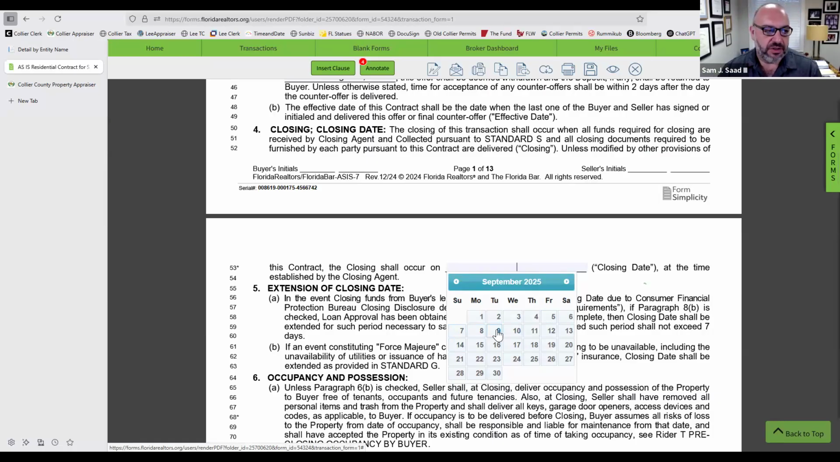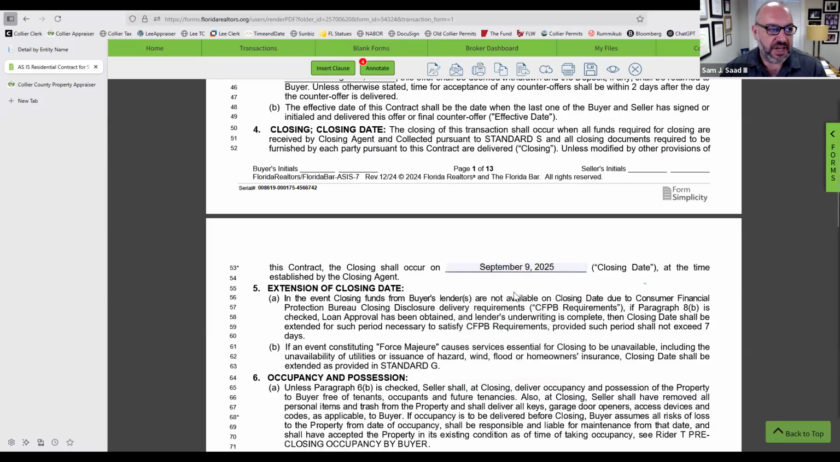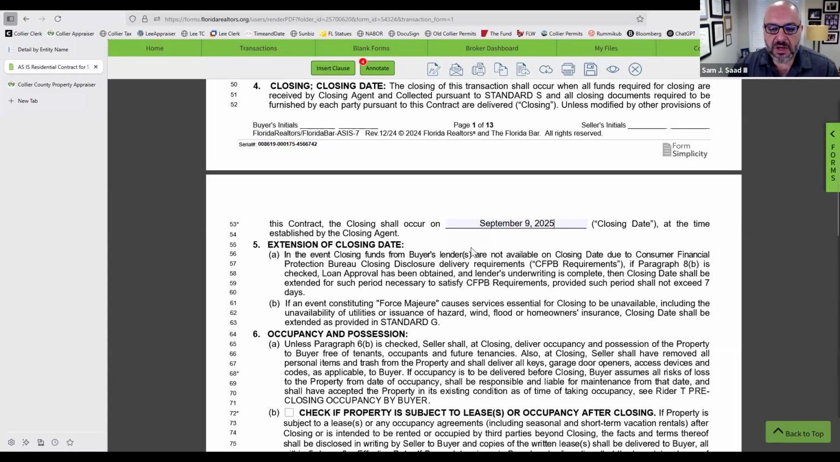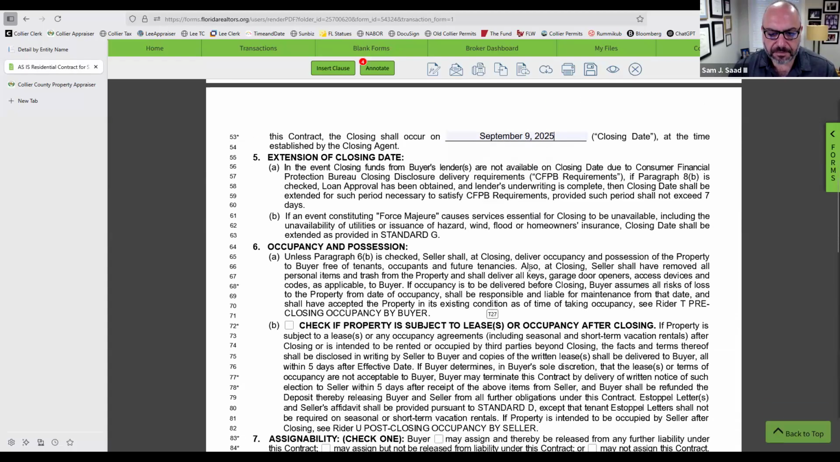A nice day to close on is a Tuesday or a Wednesday or a Thursday. We don't like closing on Mondays and Fridays because Mondays, the title company is catching up from the weekend, and Fridays, if there's a problem, now somebody's not going to get their money in or out until Monday the next week, and that's very bad for the parties. So let's just pick a Tuesday. September 9th is our close date.